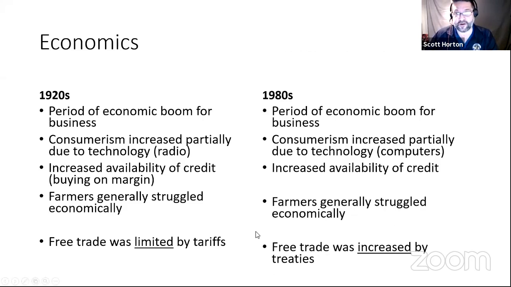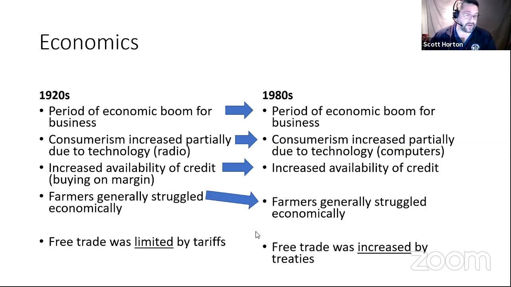So let's do a little comparison to the 1980s. Period of economic boom, check. Yes, that's similar between the 1980s and the 1920s. Consumerism increasing, at least partially due to technology. We have, again, a blue arrow, nice similarity there. Increased availability of credit. Check on that one as well. So again, another similarity here. Farmers generally struggled economically. 1980s, that's also true.